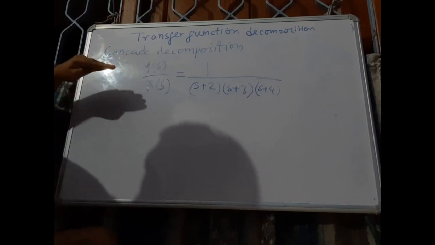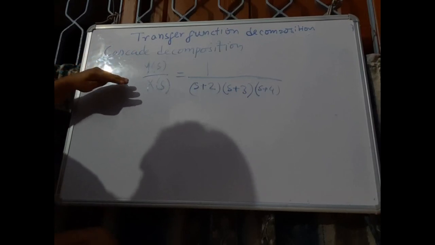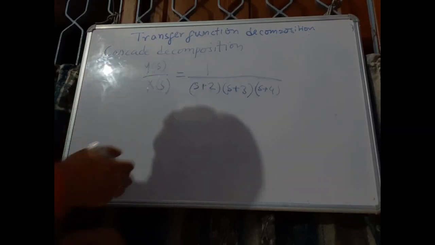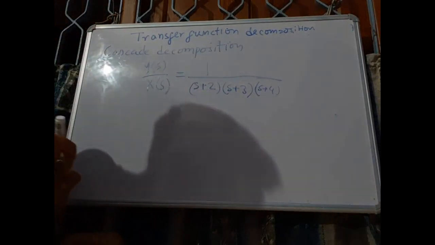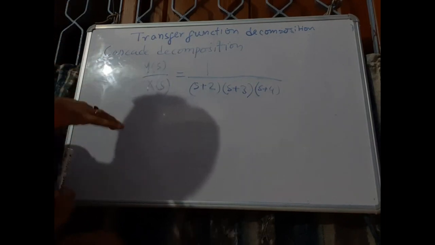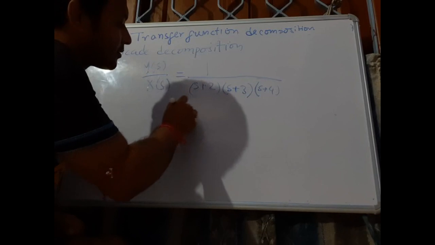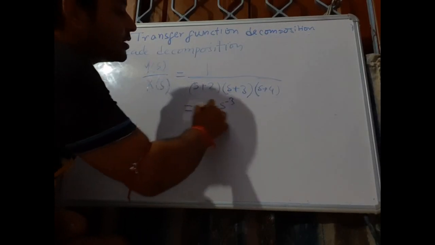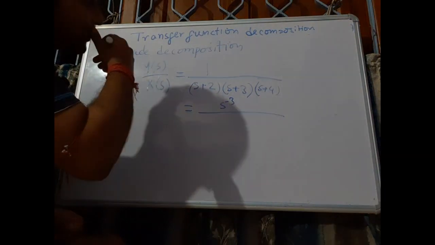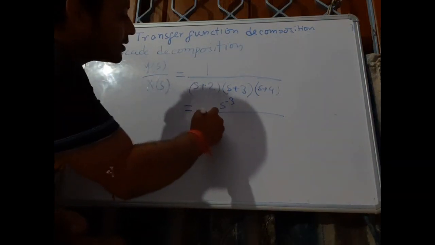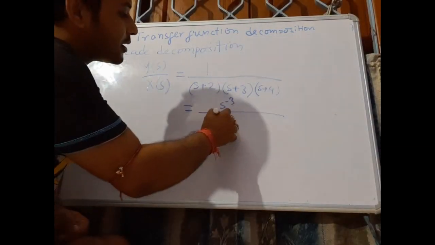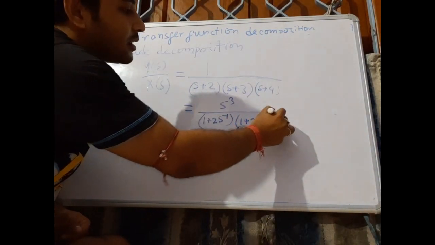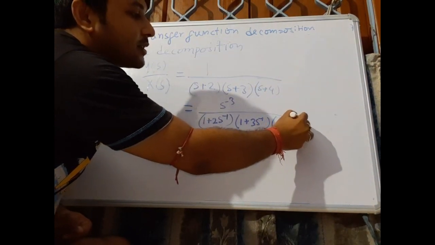Now what I have to do is divide the numerator and denominator by s cubed. So we take 1 by (1 plus 2 s inverse), (1 plus 3 s inverse) and (1 plus 4 s inverse).